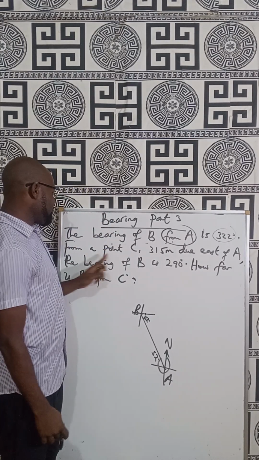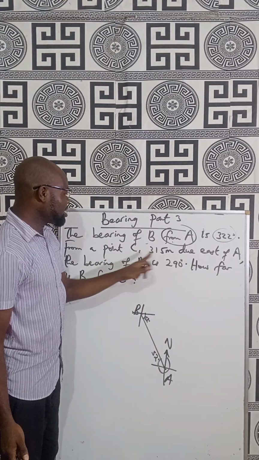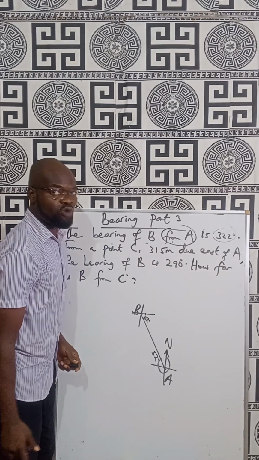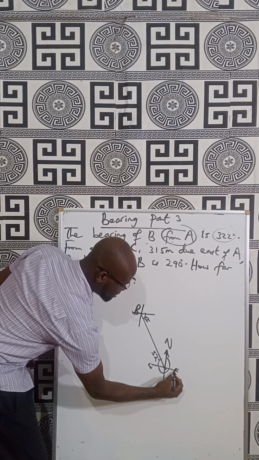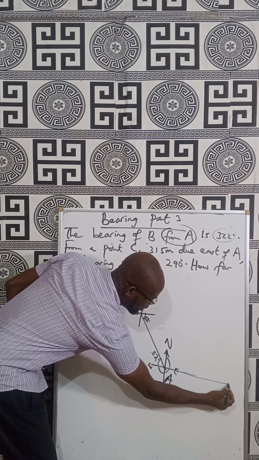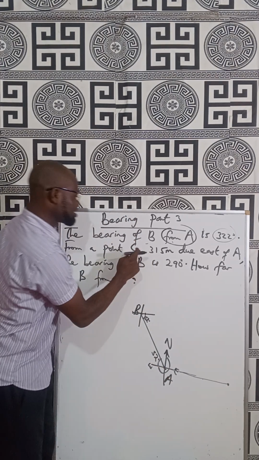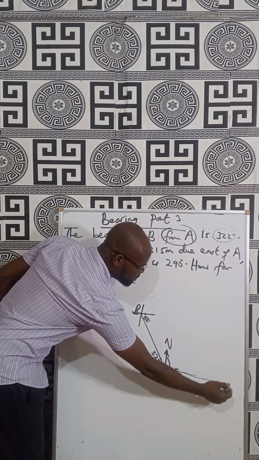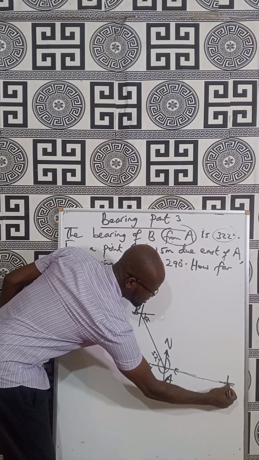Now, from a point C, we don't know where point C is here. But they said that point C is 315 meters due east of A. Where is east of A? This A, this east, this west. So east of A is like this. So that means C is somewhere here. C can be here, it can be here, but we don't know. But they said that point C is 315 meters due east of A. So if point C is here, let's just assume point C is here, for example.